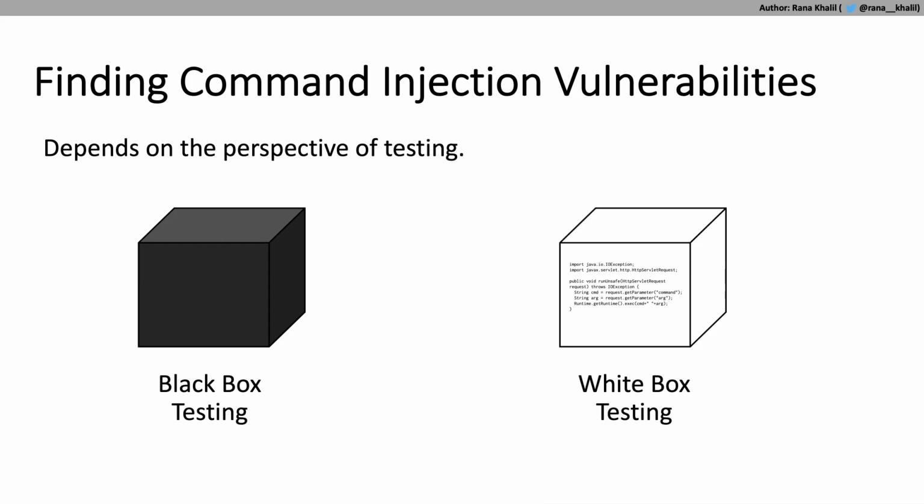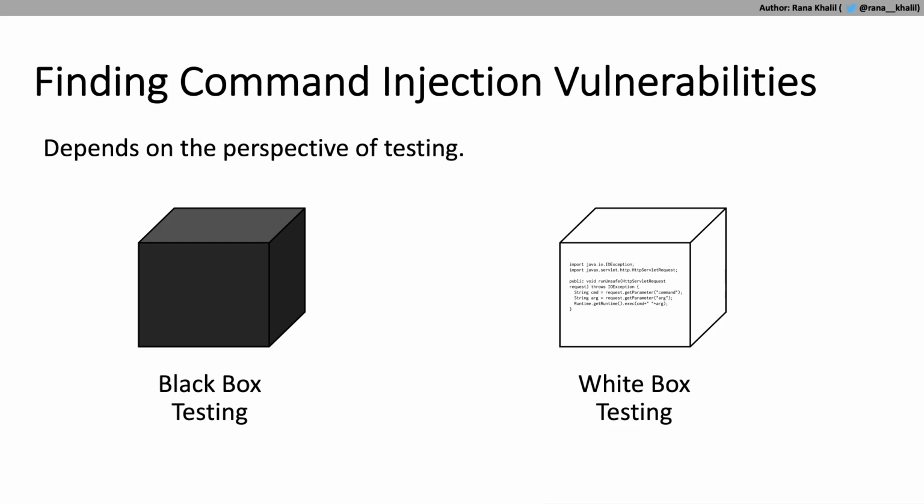Now, there's a third category that I haven't included on this slide that is called gray box web application pen testing. This is a combination of both white box and black box pen testing, where the tester is given limited information and access to the system.